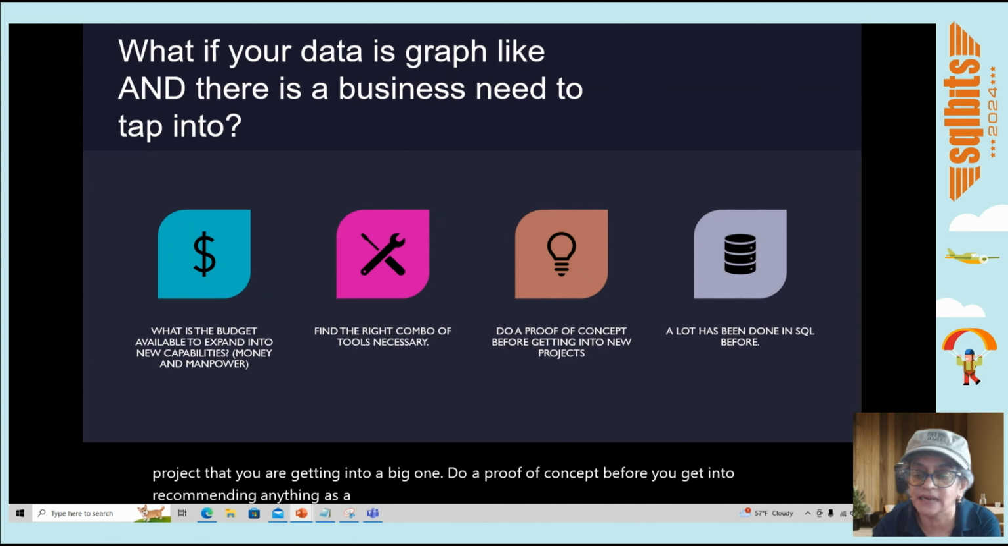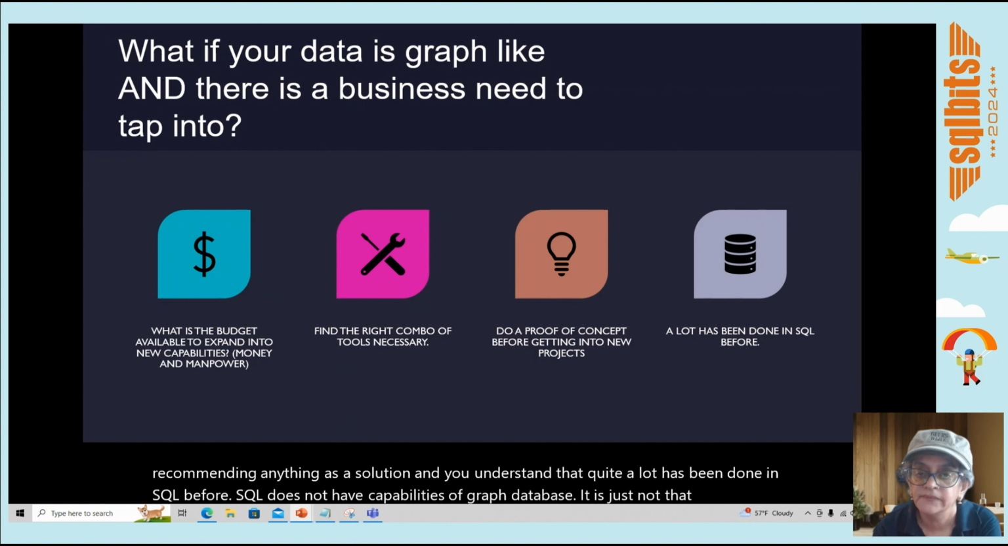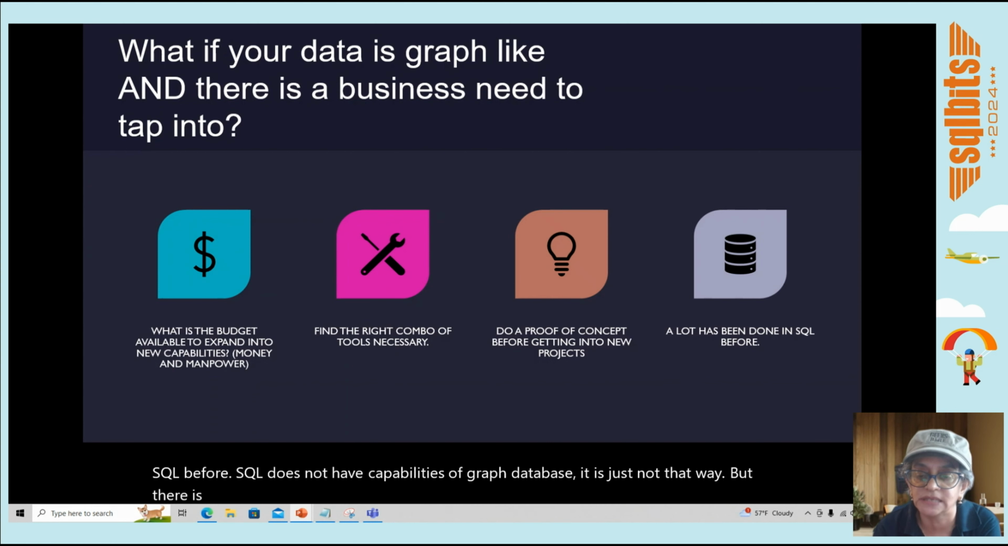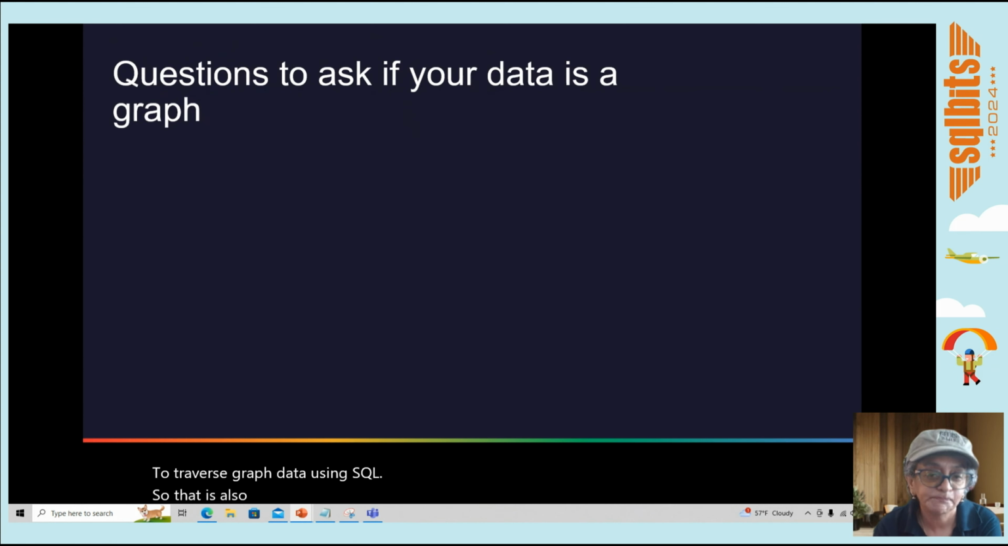And understand that quite a lot has been done in SQL before. SQL does not have capabilities of a graph database. It is just not that way. But there's quite a number of creative solutions that people have made to traverse graph data using SQL. So that's also important to remember.